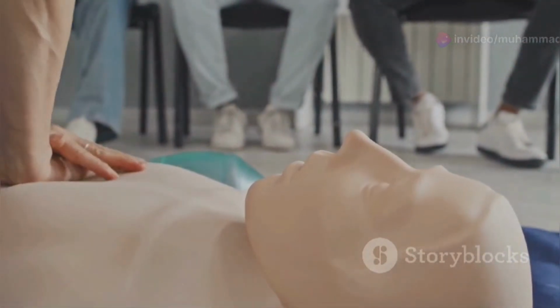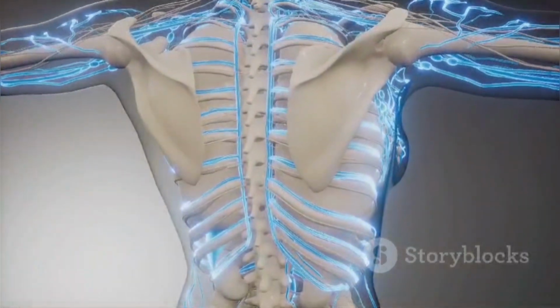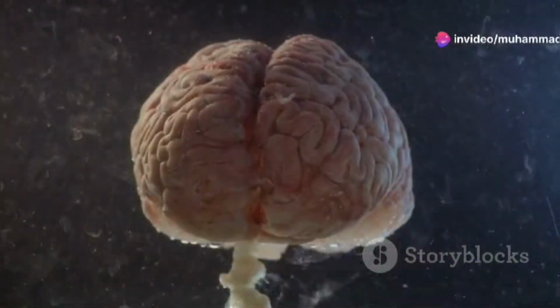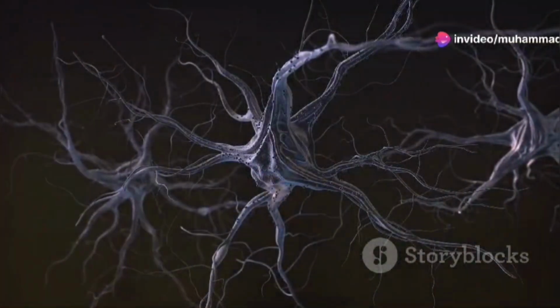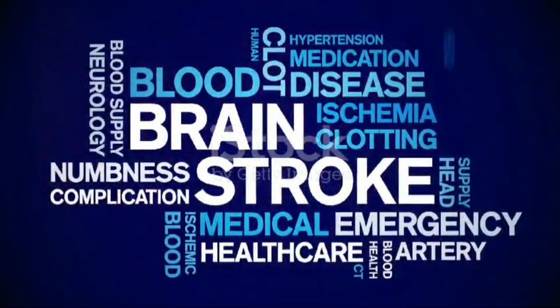We must be prepared. Strokes occur when blood flow to the brain is disrupted. This disruption deprives brain cells of oxygen. Without oxygen, brain cells begin to die. This can lead to lasting brain damage, disability, and even death.